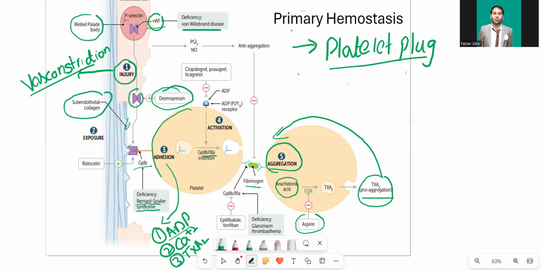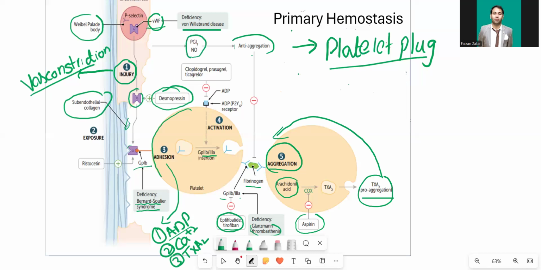Another high-yield point: if GP2B and 3A is inhibited by any drug, examples are eptifibatide and tirofiban. These drugs are very high yield. If GP2B and 3A are deficient, it will lead to the disease Glanzmann thrombasthenia. Glanzmann thrombasthenia is simply a deficiency of GP2B and 3A. There are certain anti-aggregation factors, that is prostaglandin I2 and nitric oxide, NO.